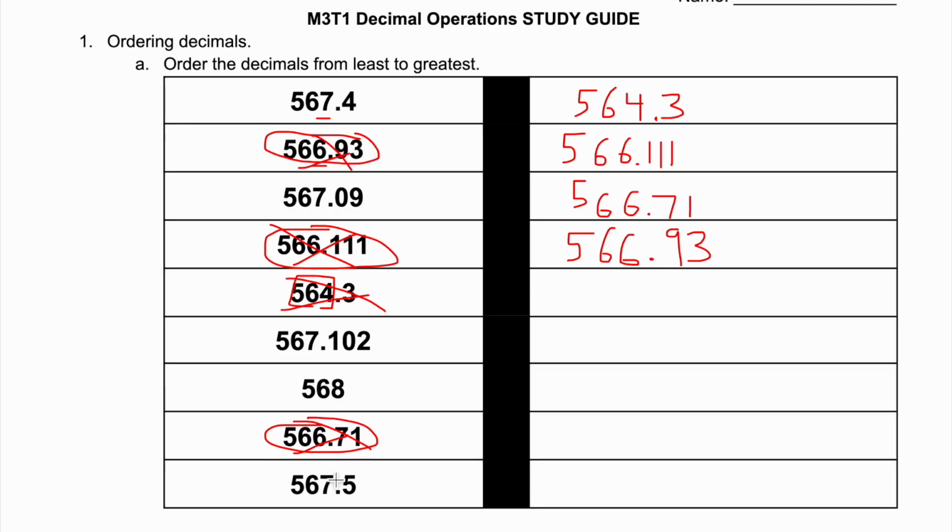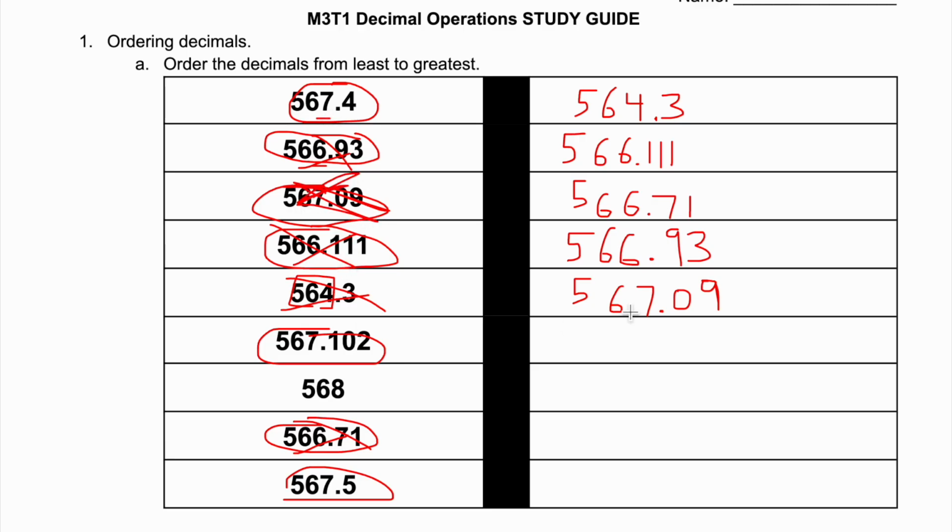I'm looking at 567s next. So I've got 1, 2, 3, 4. Be really careful with these. 567.4, 0.0. I'm just looking at the 10th place, 0.1 and 0.5. So 0.0 goes first: 567.09, or 567 and 9 hundredths is how we would say it. Cross that out.